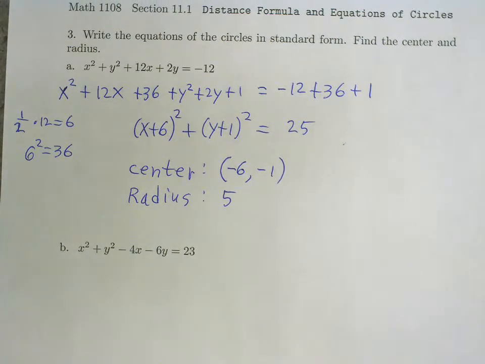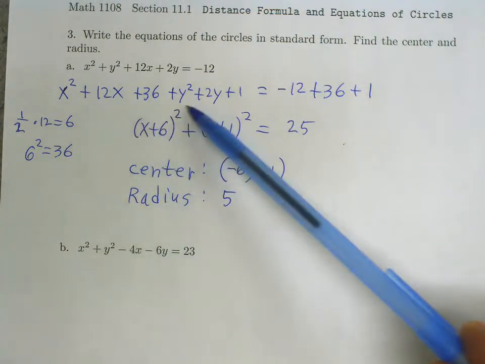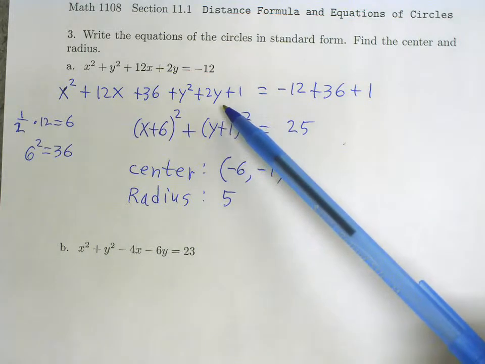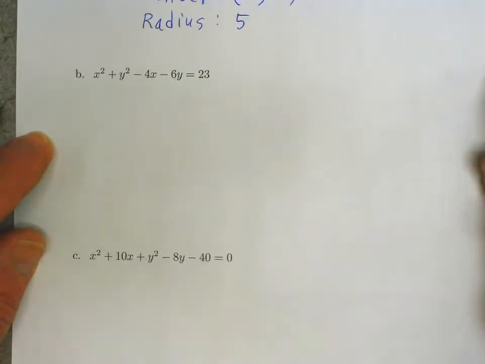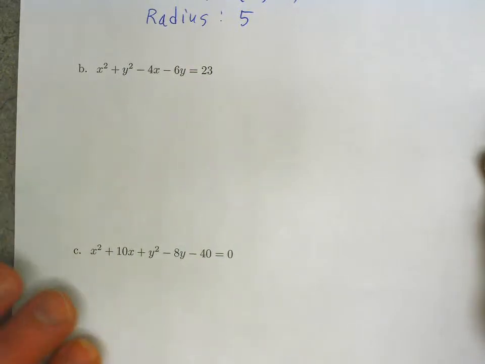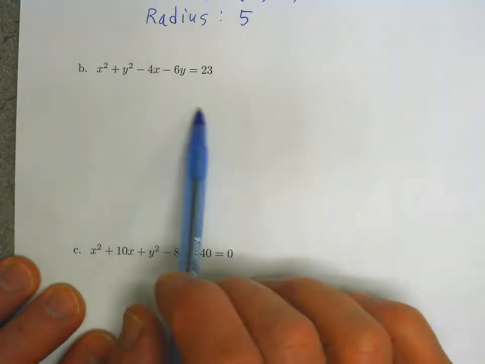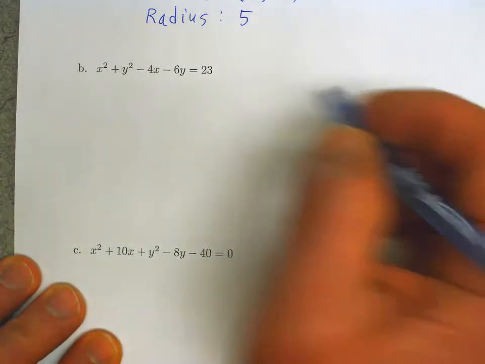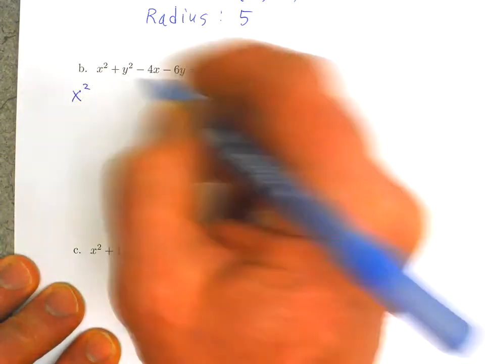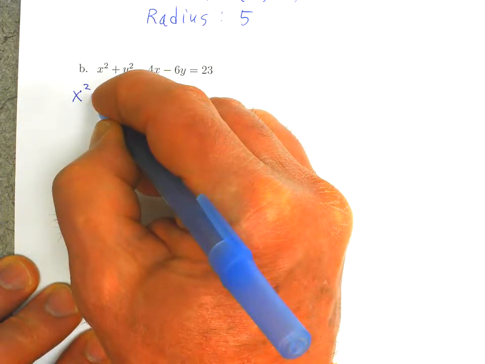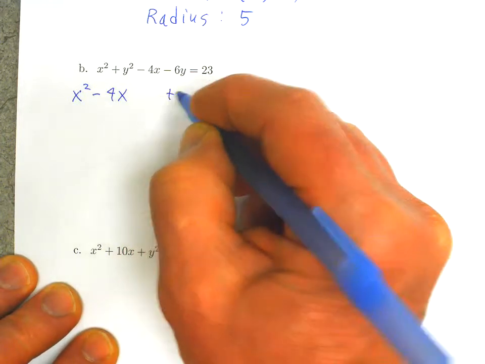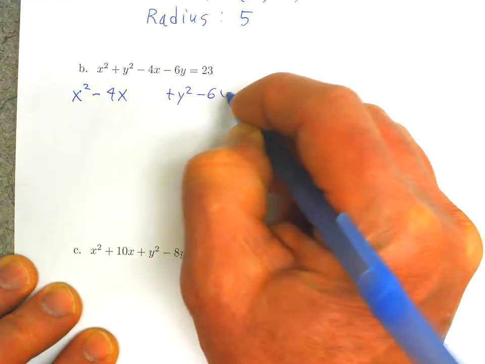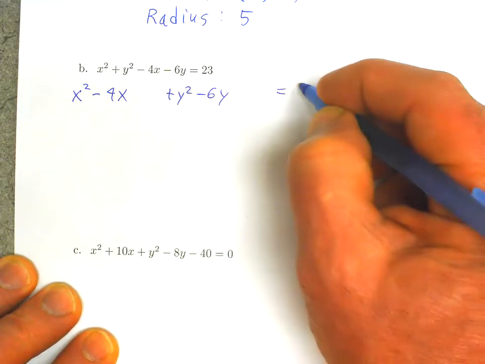Okay, so just remember what you learned about completing the square earlier last week, and then apply that to circles. Okay, the next one is the same sort of thing. This is an equation of a circle, but it's not in standard form. So in the first step, we'll rearrange the terms so that the x squared is followed by the minus 4x, leave space, plus y squared minus 6y, leave some space, and then that's equal to 23.